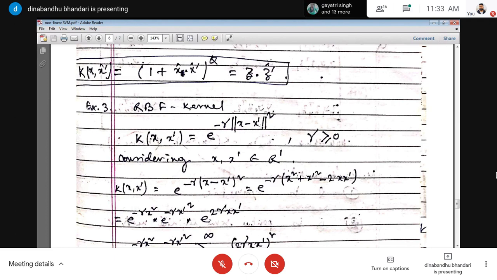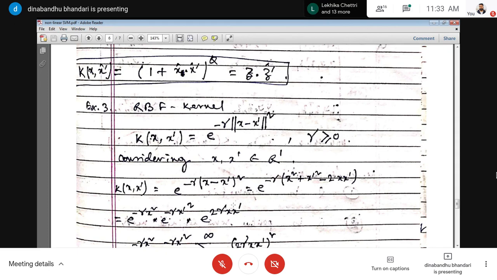Anyway, the RBF kernel looks like this: K(x, x') = e^(-gamma ||x - x'||^2). You know, the norm we are familiar with now, right? The magnitude of the vector x minus x'. Very simple. And gamma is obviously greater than 0.